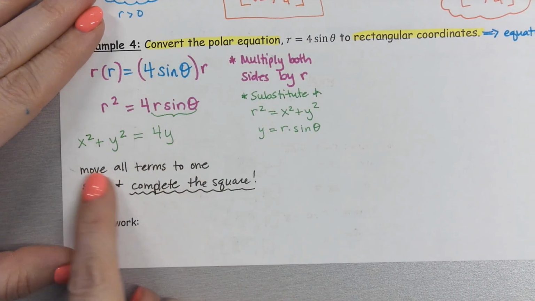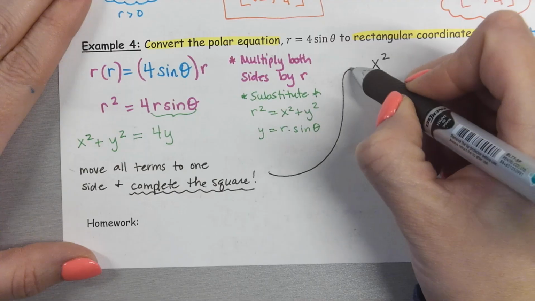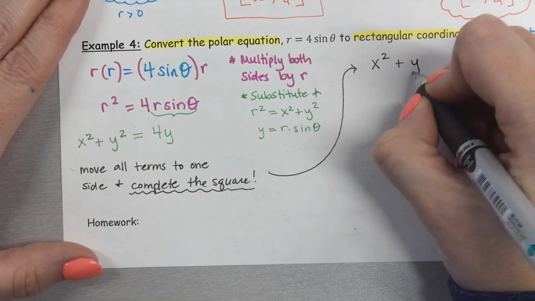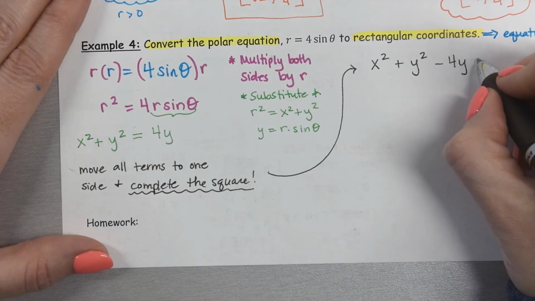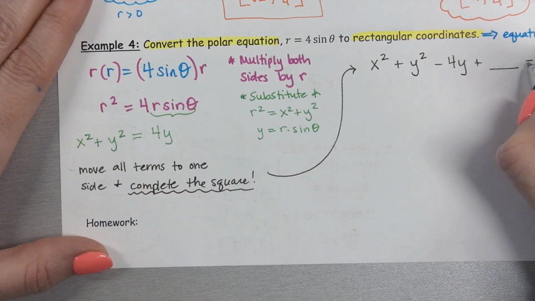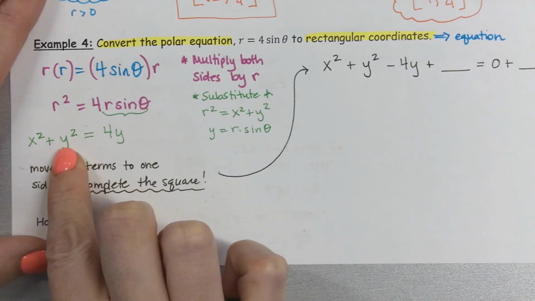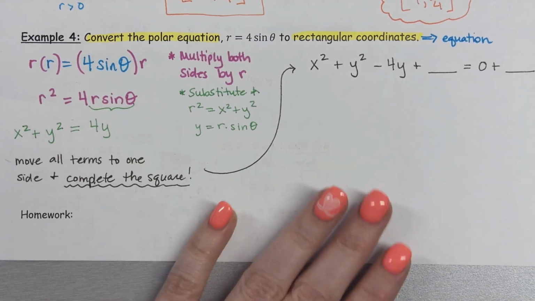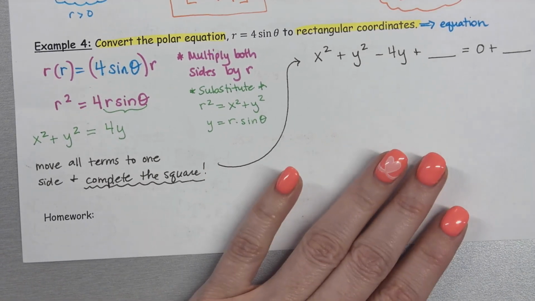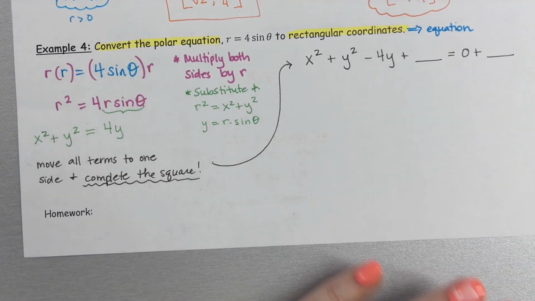Okay, so if I subtract 4y from both sides, I'm going to have x squared plus y squared minus 4y. And then I'm going to put my blank. And then it's equal to 0 plus blank because I moved my 4y over. Okay, do we remember how to fill in those blank spaces with completing the square? Yep, b over 2 squared.